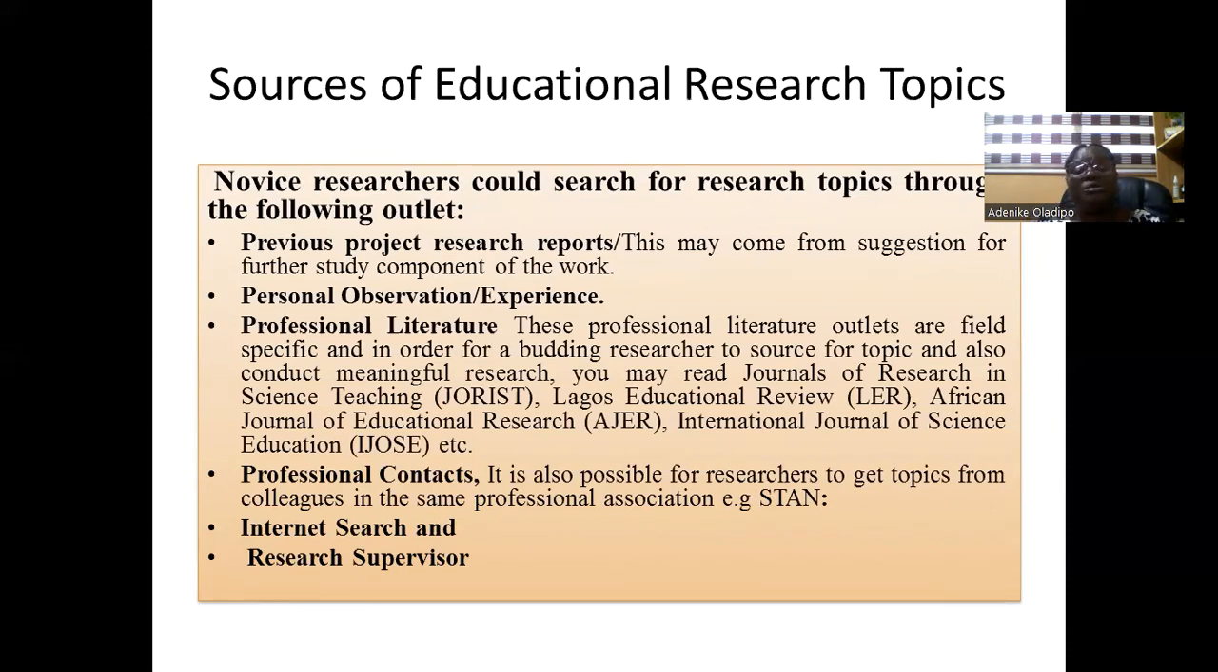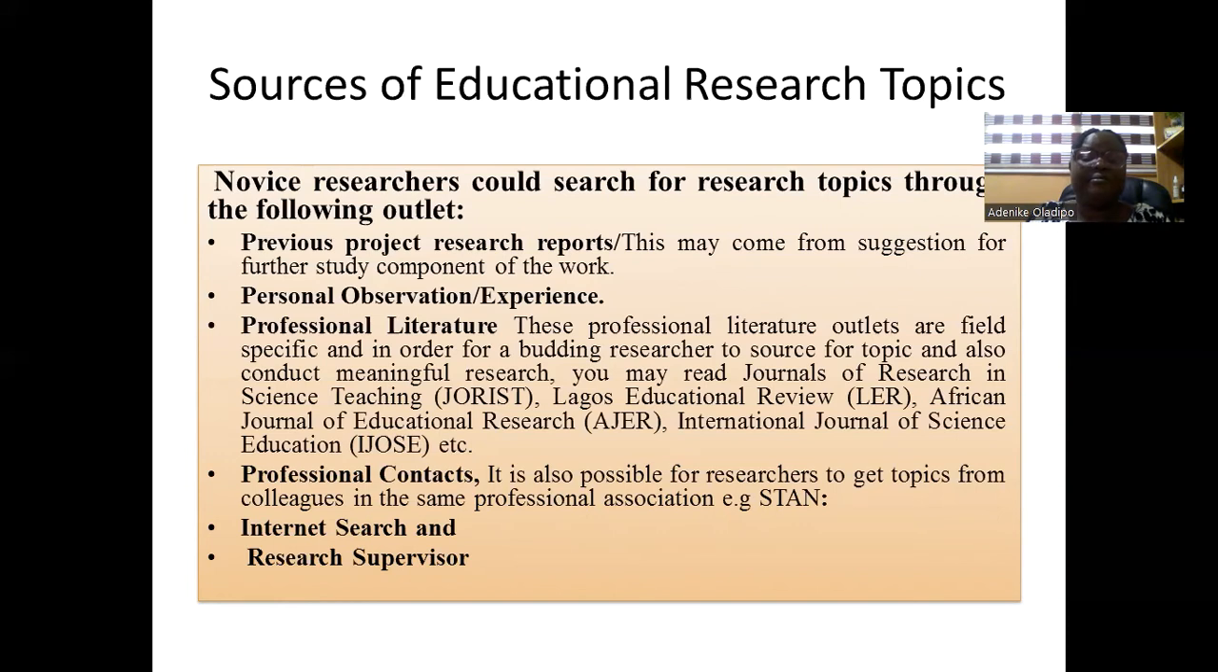Now let us look at sources of educational research. What are the sources of educational research? As a would-be or beginner researcher, where are the places where you can get research topics? You could get research topics from previous project research reports. You could visit an e-library or a physical library and ask for project research reports. When you flip through these reports, you will find a place where the author had already indicated the area of further research. If you are interested in that kind of work, you may pick those areas that have been highlighted.